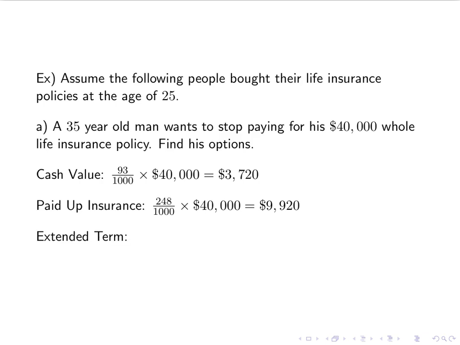The last option, extended term. How long will he still be covered for the full $40,000? So if we look at that for 10 years in force, it is 18 years and 91 days. So if he has this feeling he's not going to hit another 19 years, then he could have this one and still be covered for the whole $40,000. So if you're going to stop paying, it really depends on how much longer you think you're going to live versus also how much money you want to leave your beneficiaries.